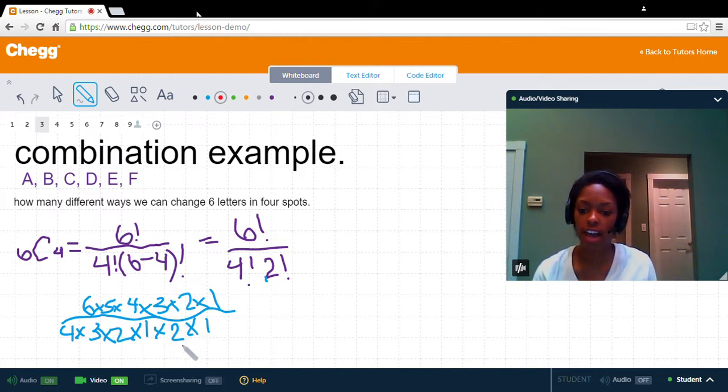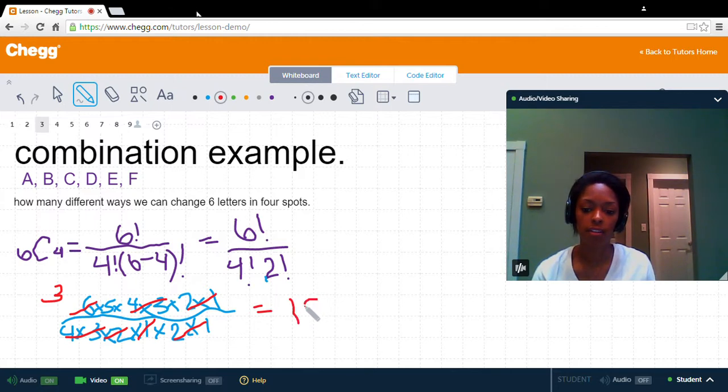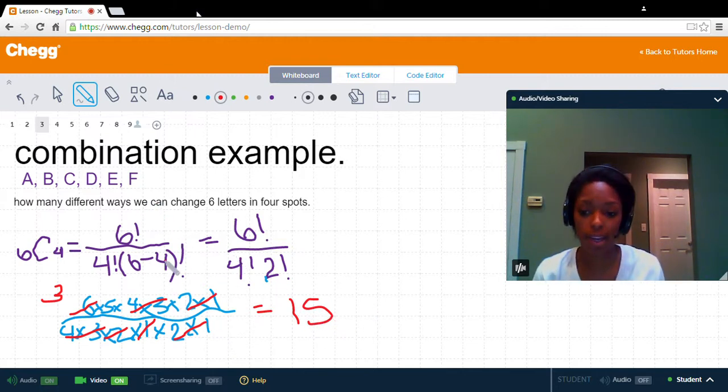Alright, as you can see here, we're going to start to factor these out. So you're going to factor out 2 times 1, because it's in both the numerator and the denominator. And you can factor out 3 and 4, because it's at the beginning. And we're going to go ahead and factor out the 1, because multiplying 1 and 1 doesn't really do anything. And you can factor out the 2 into 6. So then you're left with 3 times 5. And 3 times 5 gives you 15. So the different ways that we can choose the 6 letters in 4 spots is going to be 15 different ways.